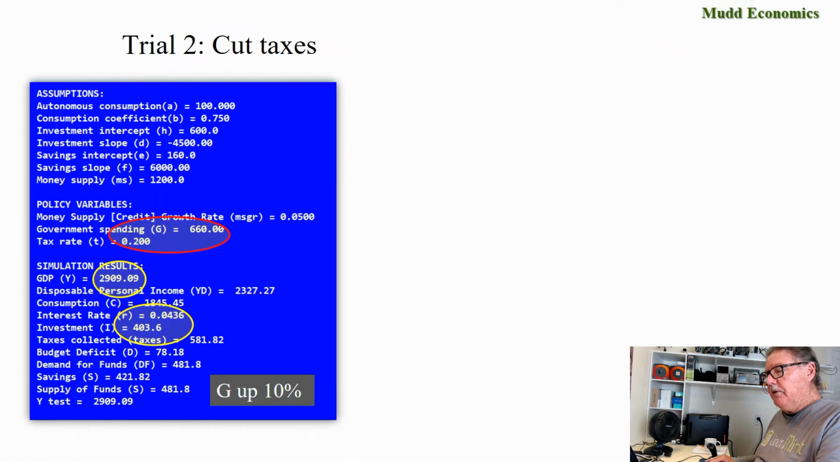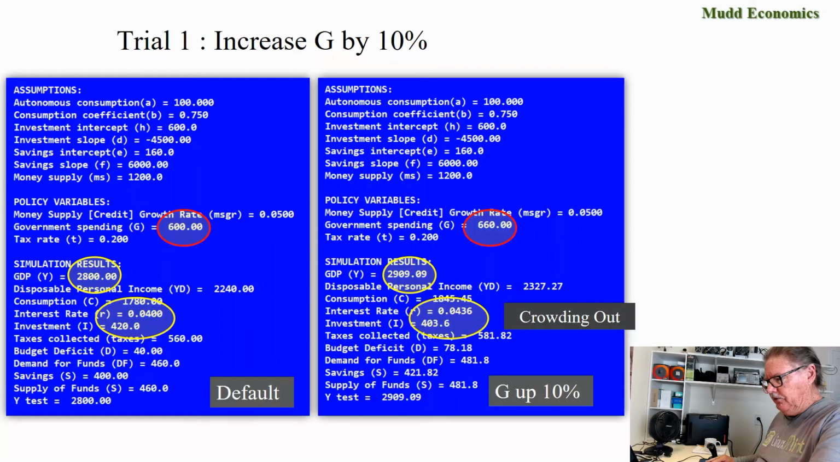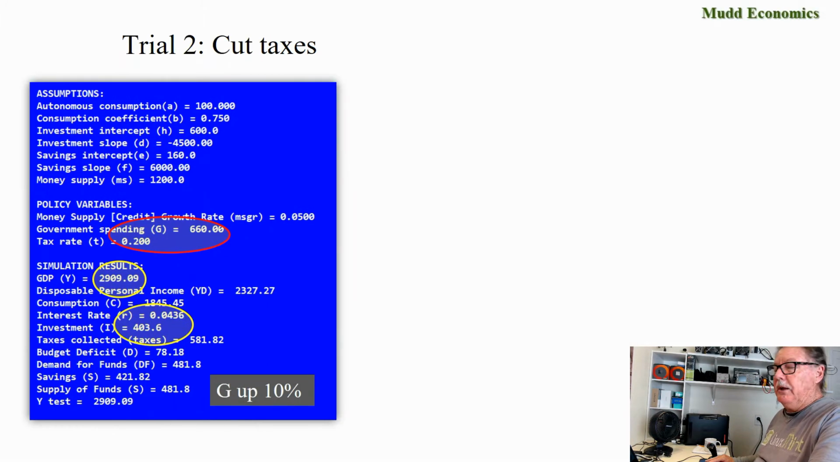So let's run another trial. We're not continuing on, we're going backwards now, going back to, oh, let's see, that's not quite right, is it? No. We're not going backwards. Trial 2 is what we just finished. Sorry, this is not default. We have still increased government spending from 600 to 660, so we still have the crowding out effect. This is now our starting point, and that's from, of course, the last trial we did.